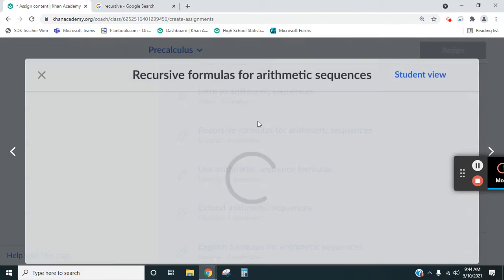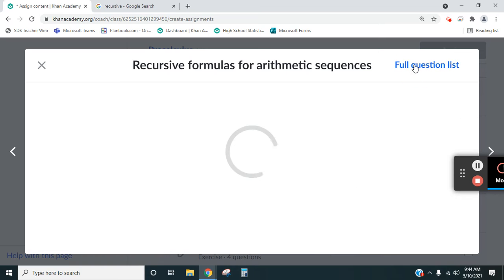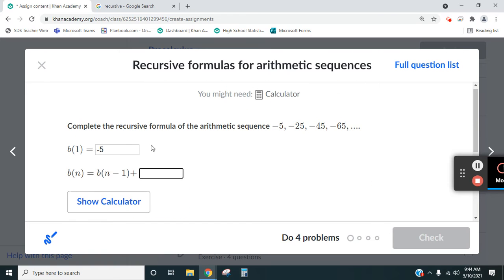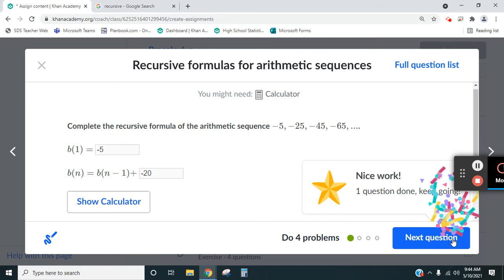Okay. So building on that, you're going to create the recursive formula. What's the first number? That's what that spot means. This means, what are you adding each time? This could be negative. Yeah, you're actually subtracting 20, right? So you're adding a -20 each time. Again, recursion, the same thing over and over again.